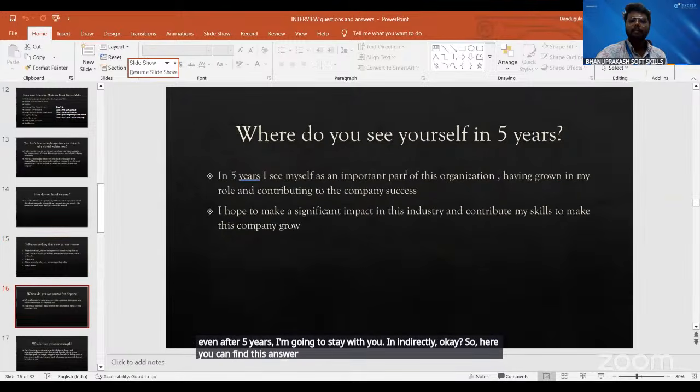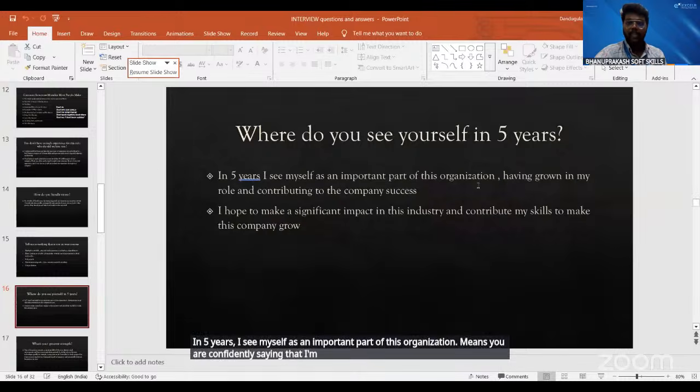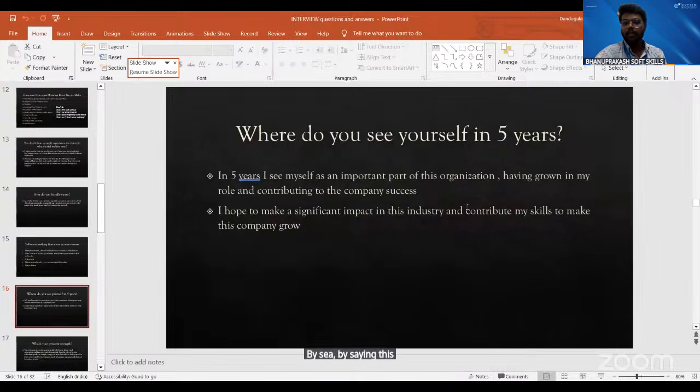In 5 years, I see myself as an important part of this organization. It means you are confidently saying that you are going to be selected. That shows your confidence, and by seeing the word organization, they will understand that even after 5 years, you are going to serve them. Having grown in my role and contributing to the company's success. So this is the answer that you can say. Okay. Next, what is your greatest strength?